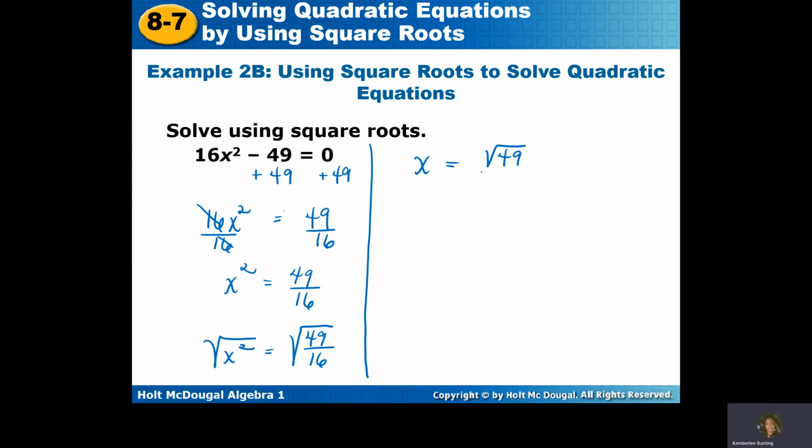Square root of 49 over the square root of 16. Now, is this step necessary? No, it is not. I just need you all to understand what's actually happening here. And also, if you type this into your calculator, it should do it for you if you use the fraction key underneath the radicals. But the square root of 49 is what? 7. And the square root of 16 is what? And don't forget the plus or minus.